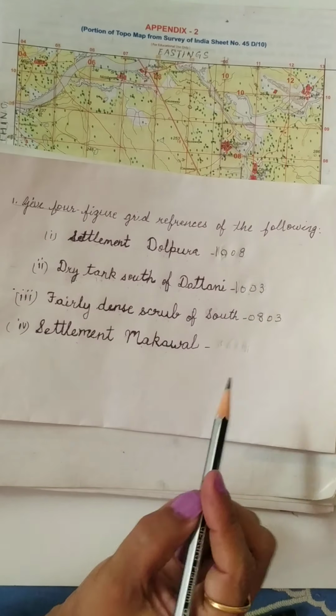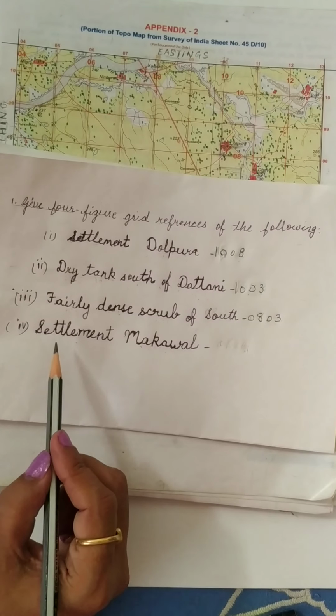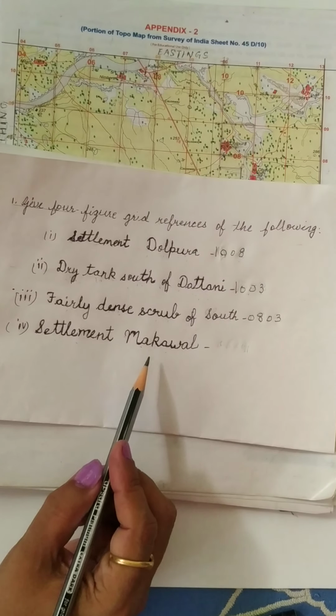So the four-grid reference of fairly dense scrub of south is 0803. The next question is, give the four-grid reference of settlement Makawal.